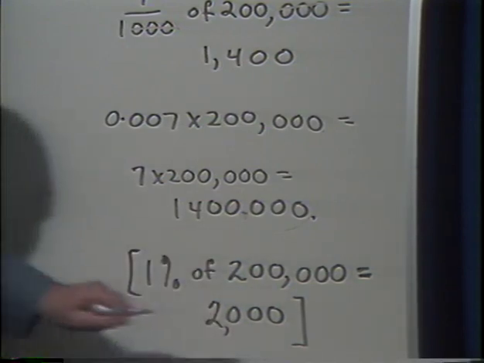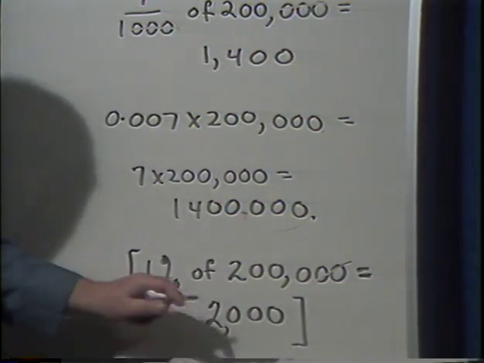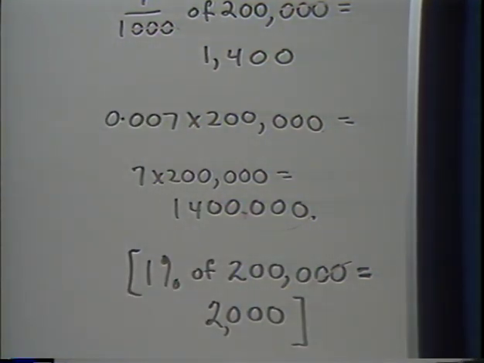And another quick way of estimating this is what would 1% of 200,000 be? To find 1%, you chop off 2 zeros. 1% of 200,000 is 2,000, so 7/10 of 1% should be a little bit less than 2,000.